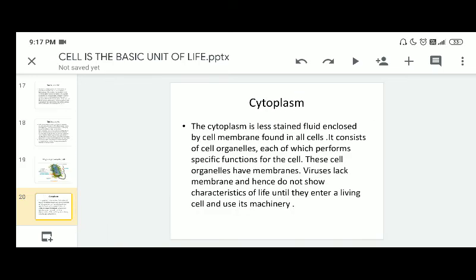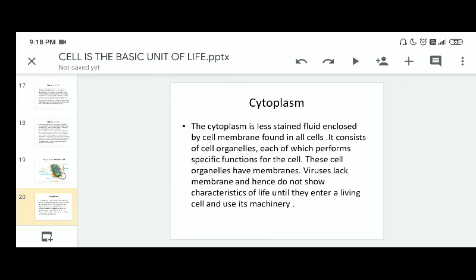Now we come to the cytoplasm. The cytoplasm is less stained fluid enclosed by cell membrane, found in all cells. It consists of cell organelles, each of which performs specific functions for the cell. These cell organelles have membranes. For example, mitochondria, Golgi body, vacuole, etc.